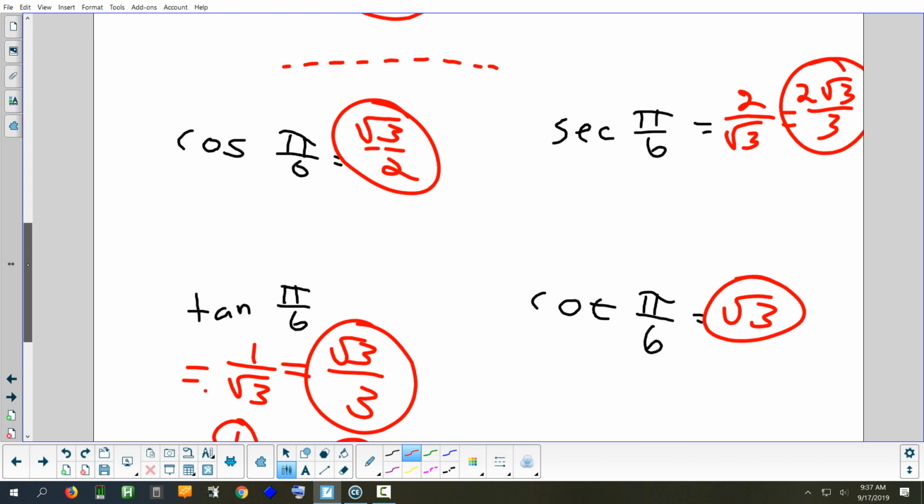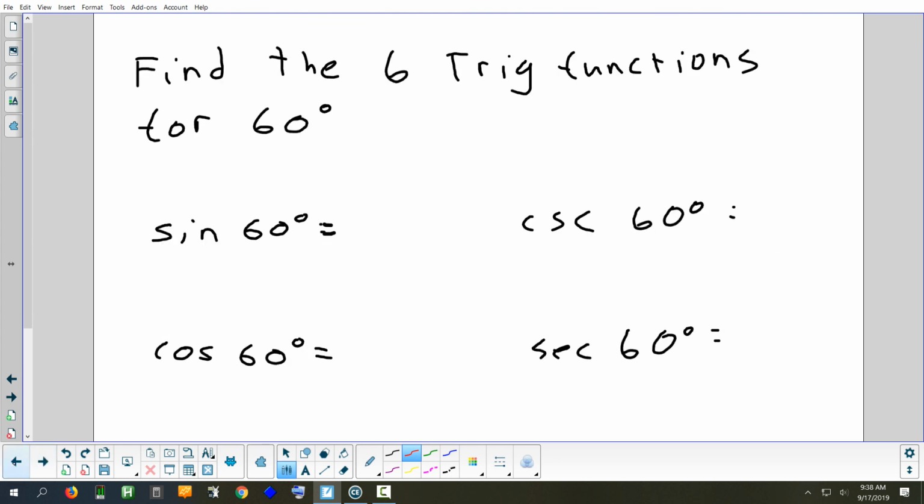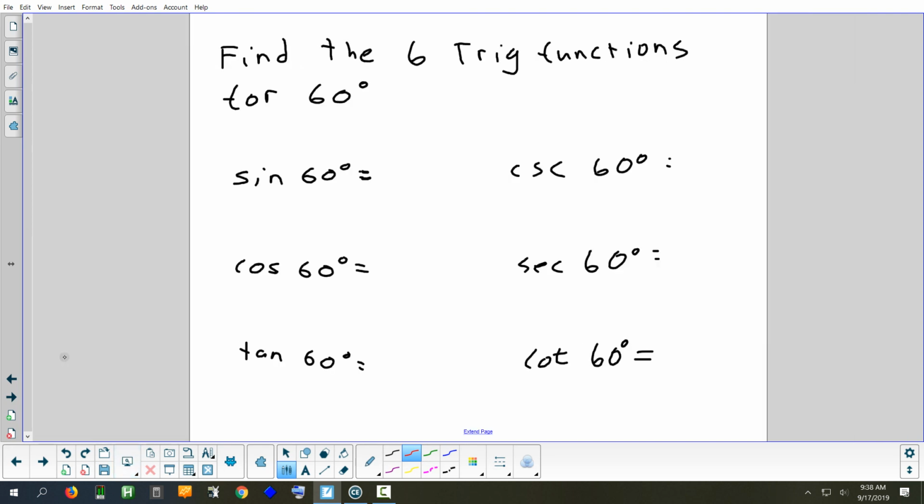Any questions on finding those 6 trig functions? Okay, so let's finish up with this one. Try that one on your own. I'll walk around, and if you've got some questions, I'll help you out. But find the 6 trig functions for 60. We just did 30. So try 60.